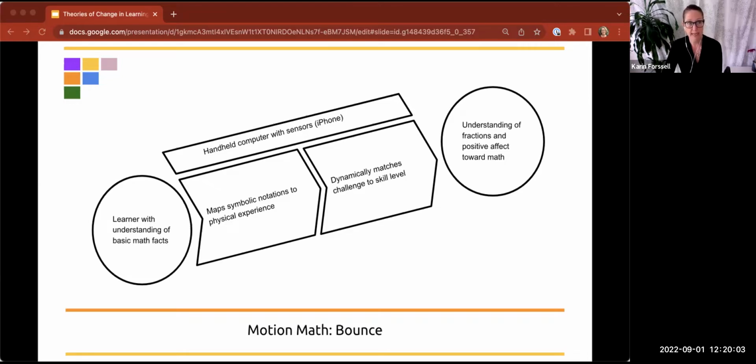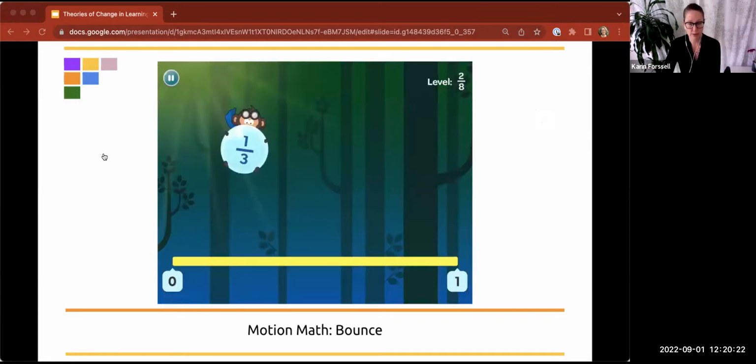So they set out to figure out how they could use that handheld computer with sensors, because there's a gyroscope and an accelerometer built into every smartphone, to help kids have this experience. And what they made was Motion Math Bounce. It is now called Bounce. It was originally just called Motion Math. It was the first of many games that they eventually wound up working with.